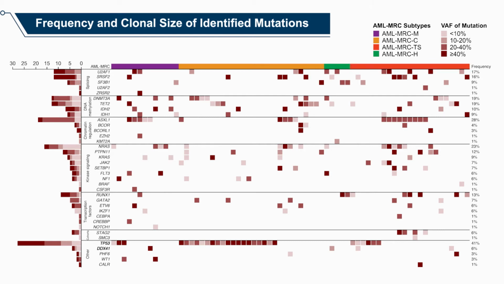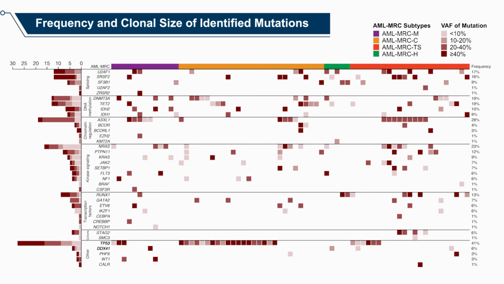Each of these columns here is one individual case, and the genes are listed on the left-hand side, and these are the frequencies of the mutations. And so the most common mutations based on this assessment were U2AF1 and SRSF2, which is a splicing factor, followed by the various different categories. And here you can see them grouped by their functional significance of the various genes.